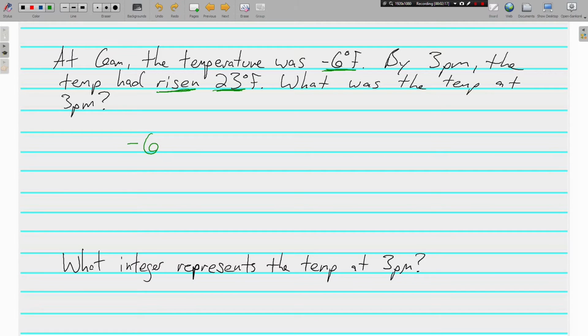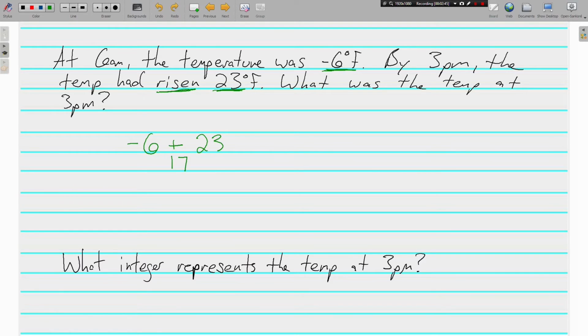And if it rose 23 degrees, well, what happened? Well, it went up. That's an adding word. If it rises, it's going up. It rose 23 degrees. So what was the temp at 3 p.m.? Well, let's apply what we know about combining integers. These have different signs, so we're going to subtract. 23 minus 6 is 17.